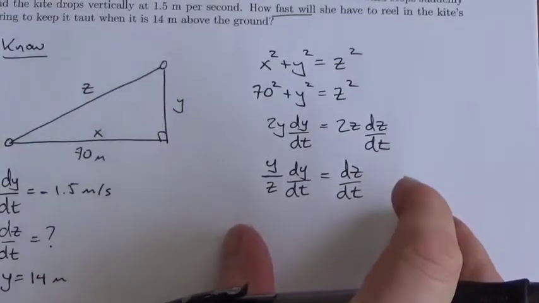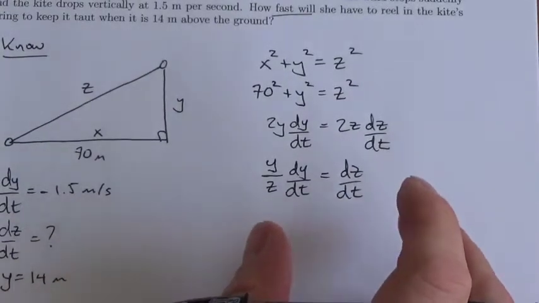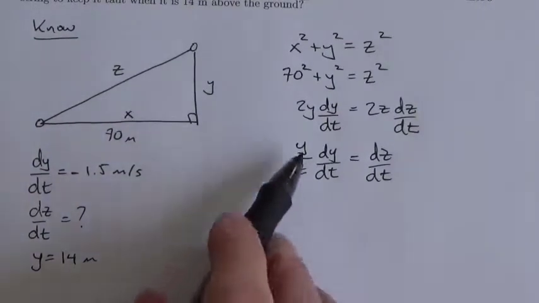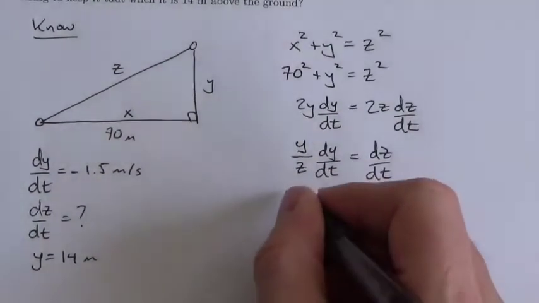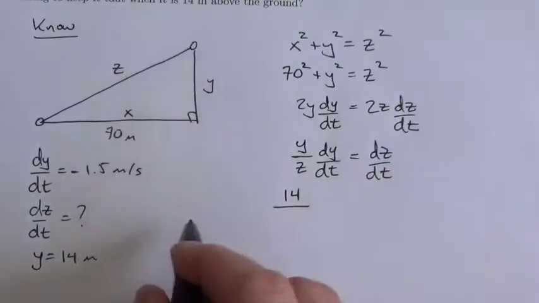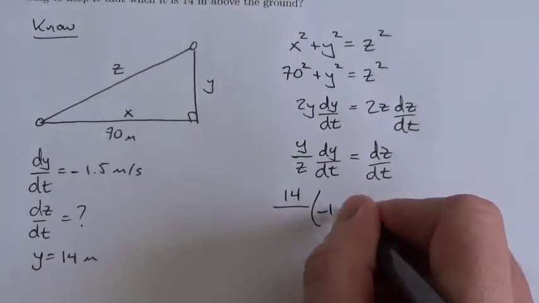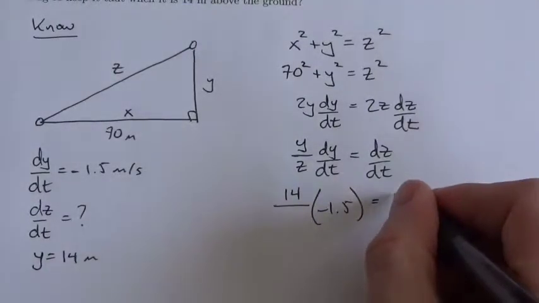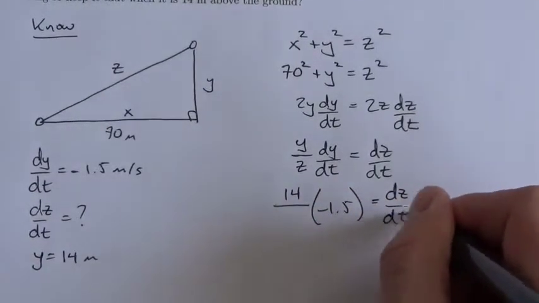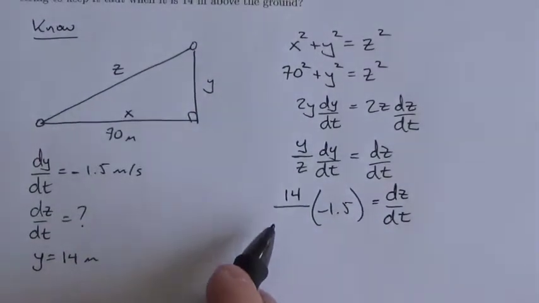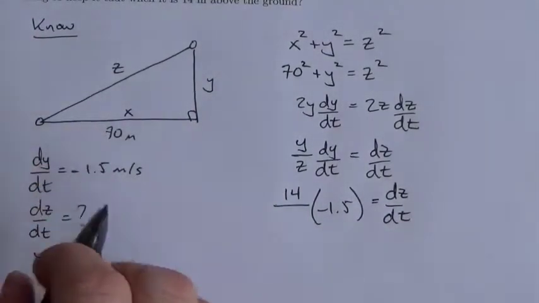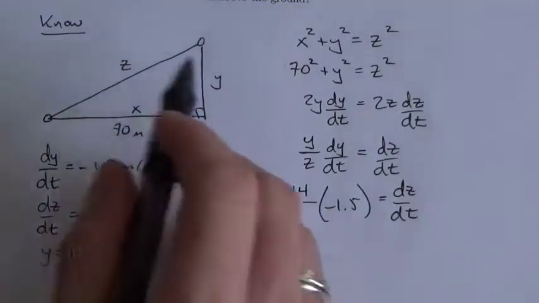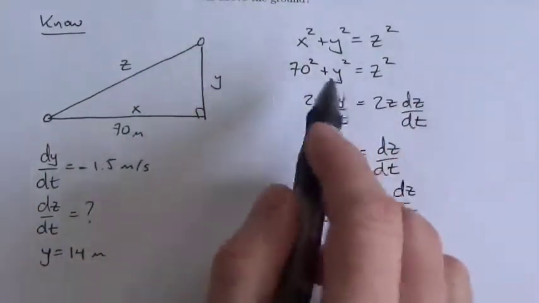Now, I know that at the instant that I'm interested in here, y is equal to 14. I know that dy by dt is negative 1.5, and I could have written that as a fraction, negative 3 over 2. This is going to be equal to my dz by dt. What I don't know is the actual value of z at that moment. But I do have the relationship between those two.